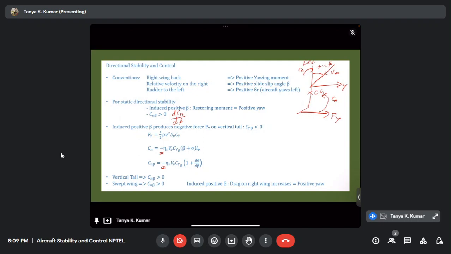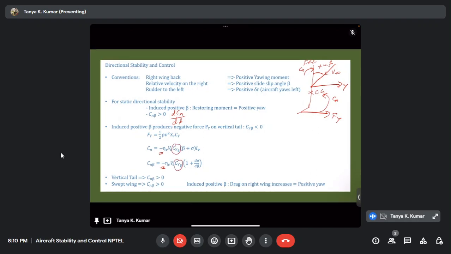Why is there a negative sign? Because your Cy beta is negative. Right? This quantity is negative, which is why you have a negative sign to make sure that Cn beta is positive. Alright? Okay. So now what structures on the aircraft contribute towards positive directional stability?